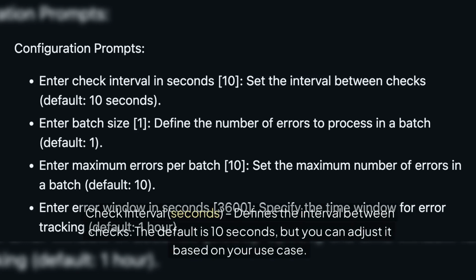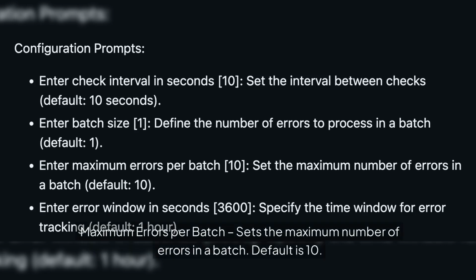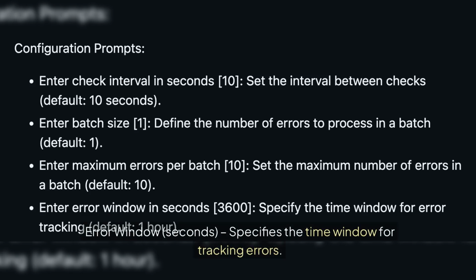Check interval seconds defines the interval between checks. The default is 10 seconds, but you can adjust it based on your use case. Batch size specifies the number of errors processed in a batch. The default is 1, but you can modify it as needed. Maximum errors per batch sets the maximum number of errors in a batch. Default is 10. Error window seconds specifies the time window for tracking errors.